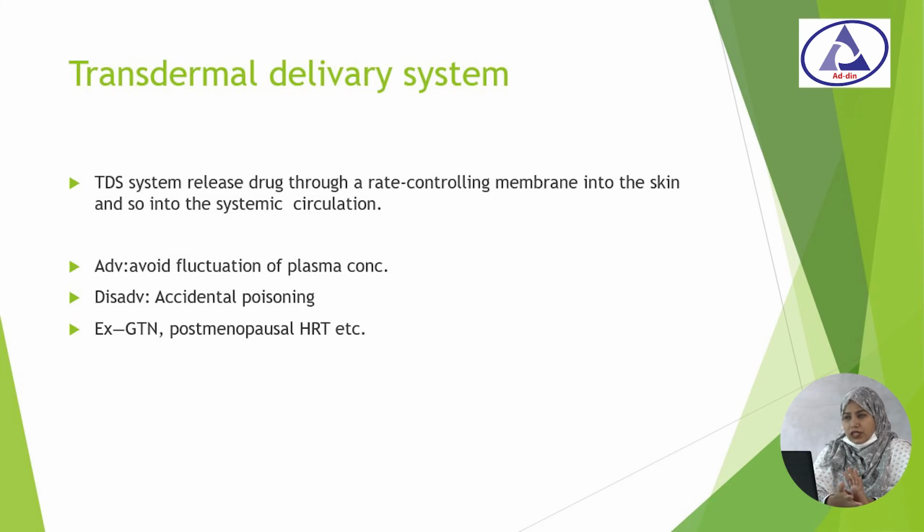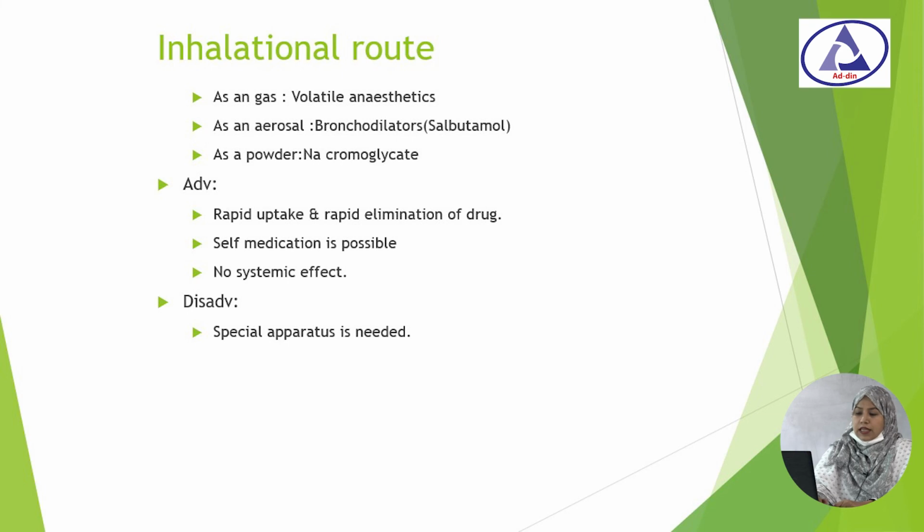And the transdermal delivery system releases the drug through a rate controlling membrane into the skin and it goes into the systemic circulation. It is a patch type formulation in which the drug is released in a sustained manner and enters into the systemic circulation. Advantage: it avoids fluctuation of plasma concentration. Disadvantage: it may cause accidental poisoning. Examples are glyceryl trinitrate, and hormone replacement therapy in postmenopausal women. So, these are the important routes.